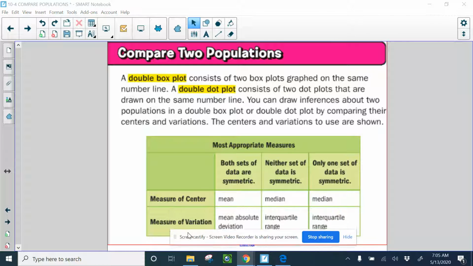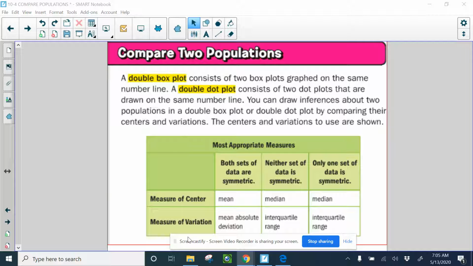This is going to be an important slide that you might want to screenshot or refer back to in the video a little bit. If both sets of data are symmetric, I'm going to be using the mean and something called the mean absolute deviation. If one is symmetric or neither is symmetric, meaning somewhere I have something that's non-symmetric, I'm going to use the median and the interquartile range. Again, this is going to be a very important chart for what we're working on today.